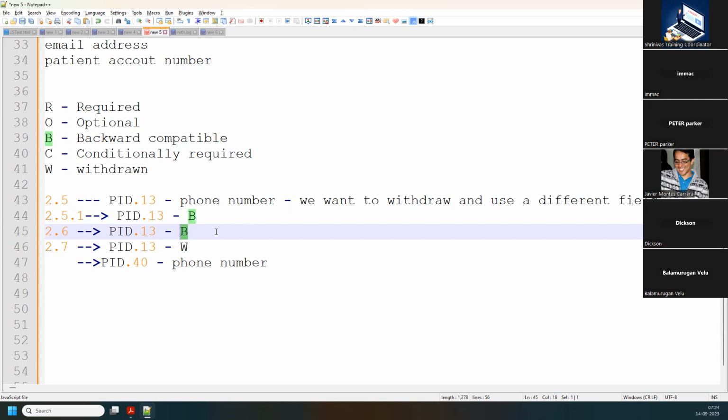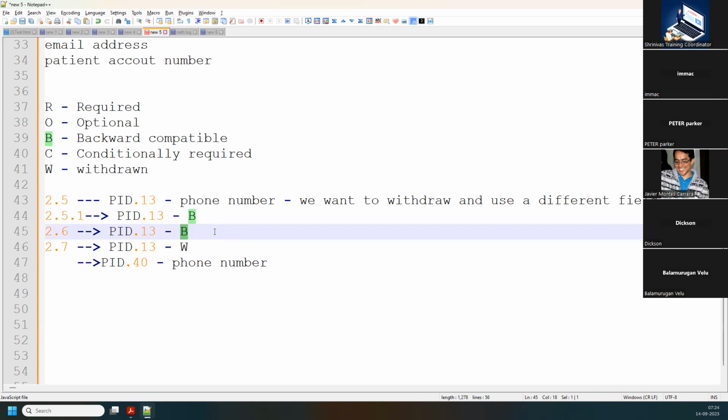Okay. So in that case, let's say we have multiple applications. All have to be on the same version, right? Not necessary. That's where the integration engine comes into play to bridge that gap between two different versions of HL7.